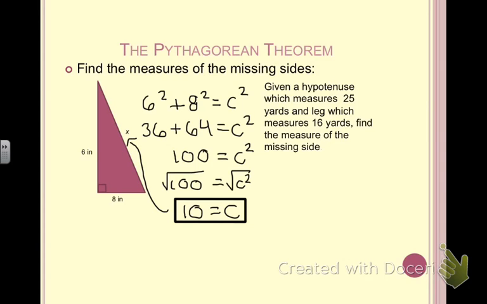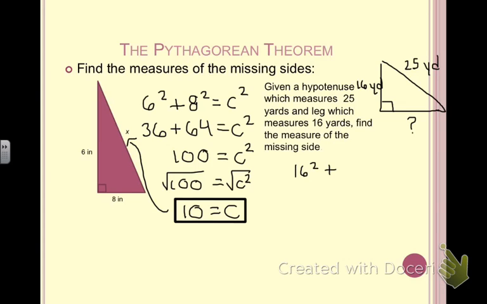The second problem does not have an illustration. It may be helpful to draw one. Given a hypotenuse is 25 yards and a leg that measures 16 yards, find the measure of the missing side. So we are looking for this side right here. We can label that with a question mark. You are given the hypotenuse and a leg, so it means the missing side is the other leg.